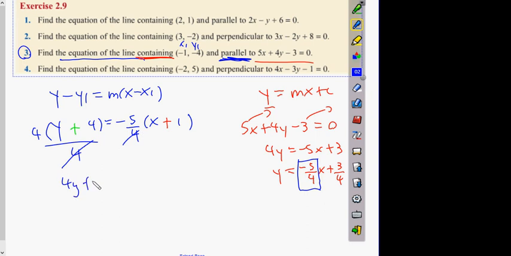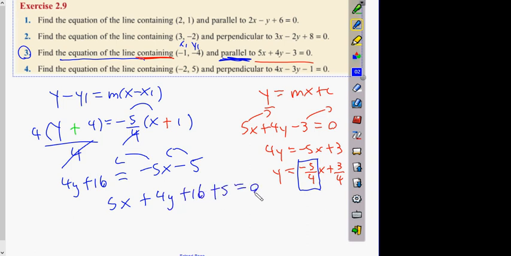Good man. Equals minus 5x plus 5. Then move it over to your side. 5x plus 4y plus 16 plus 5. Well done. What do you get? 5x plus 4y equals plus 21 equals 0.